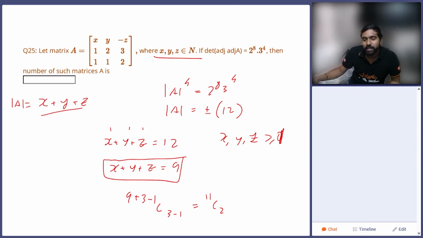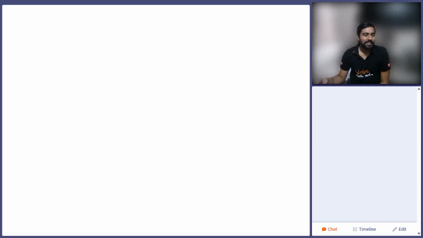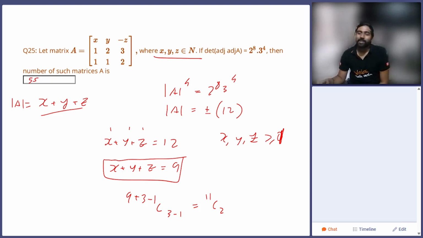That's 11 into 10 divided by 2, that's 55. So 55 such matrices can be created. 55 will be the answer for the question. Okay, everyone? Hope the idea is clear. Basic manipulation is all that is required for this one. Hope the idea is clear, everyone.